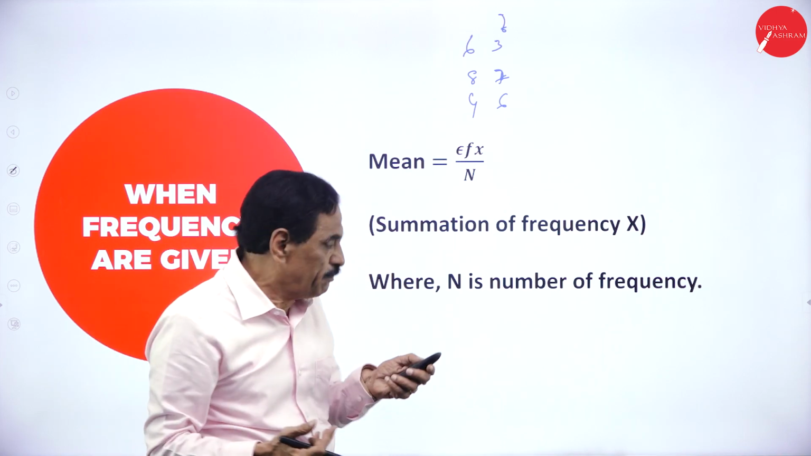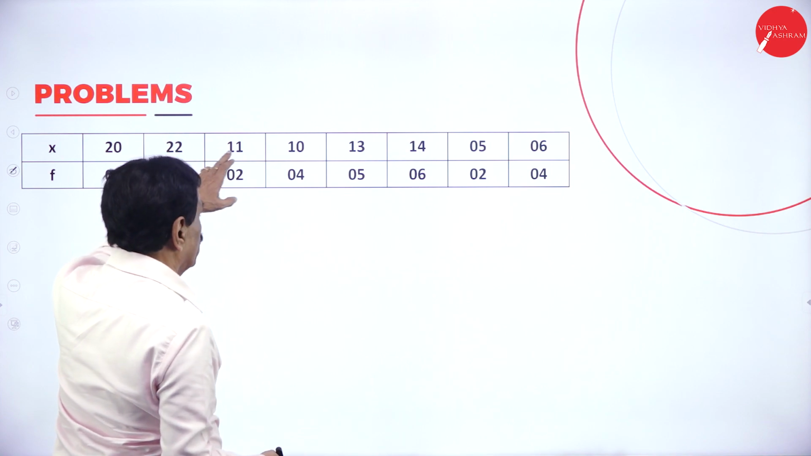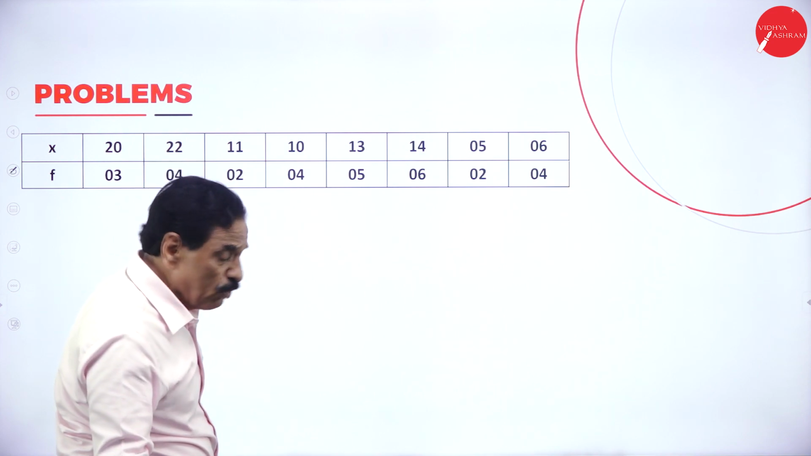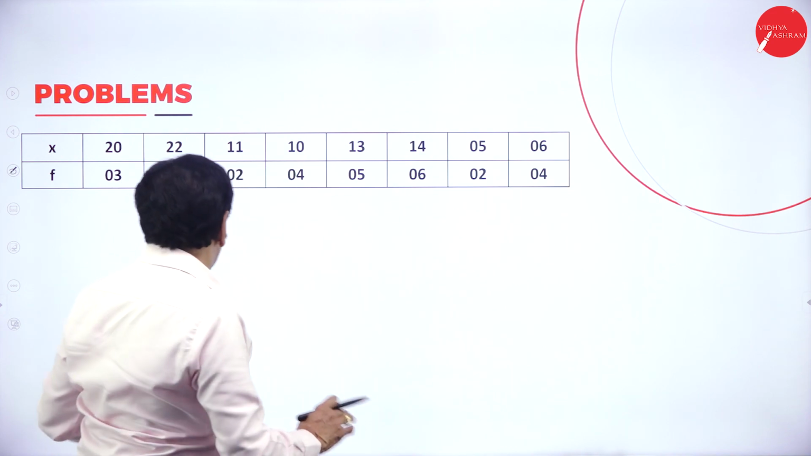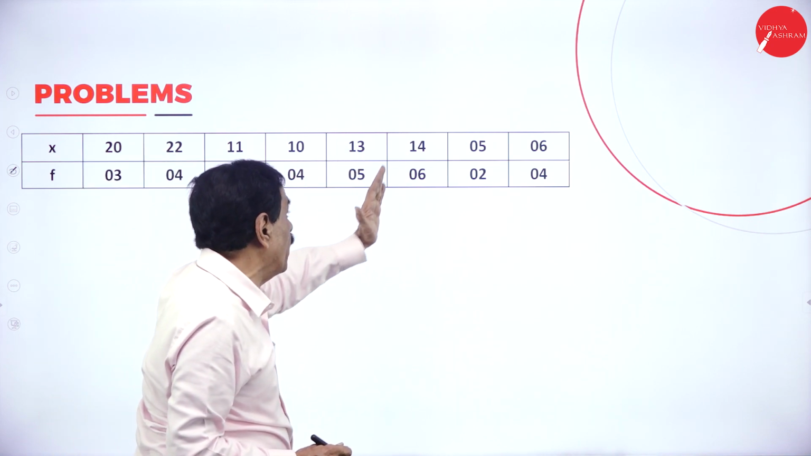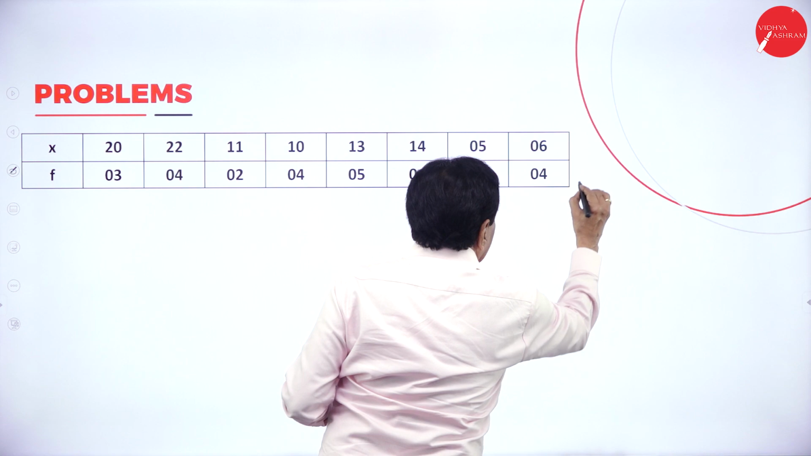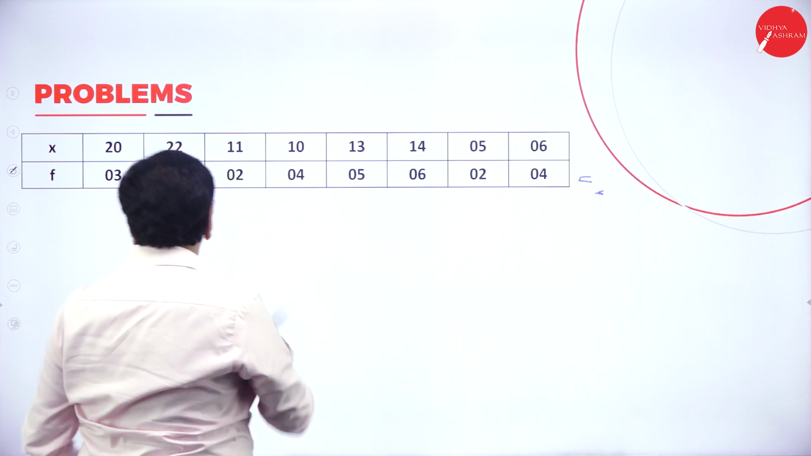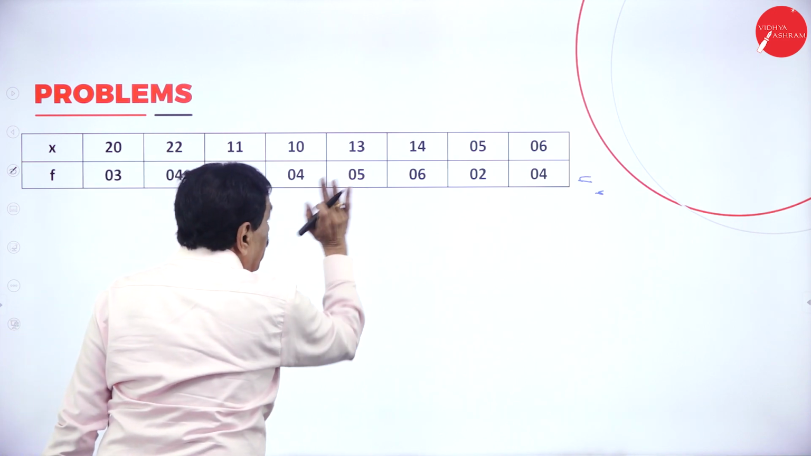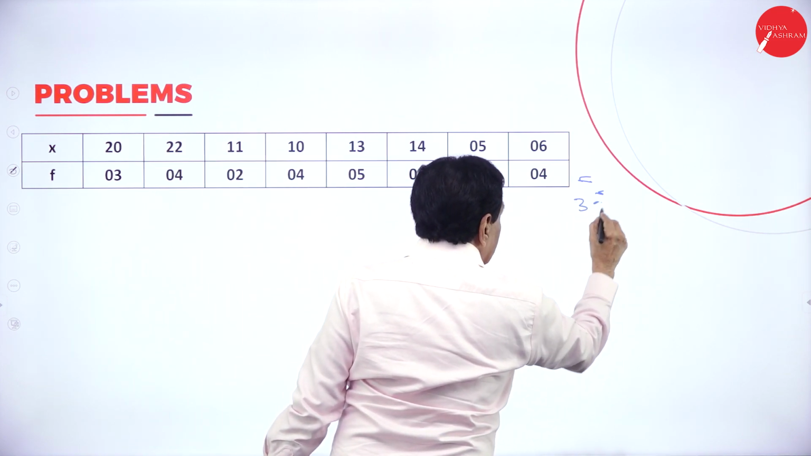We'll go to a problem now. Here, we have given the x: 22, 20, 22, 11. This is the x. And this is the frequency: 3, 4, 2, 4, 5, 6, 2. So it starts at 3, increases to 4, falls down to 2, then 4, then 5, then 6, then 2. Add the frequency. 3 plus 4, 7, plus 2, 9, plus 4, 13, plus 5, 18, 24, 28, 32. That is n.